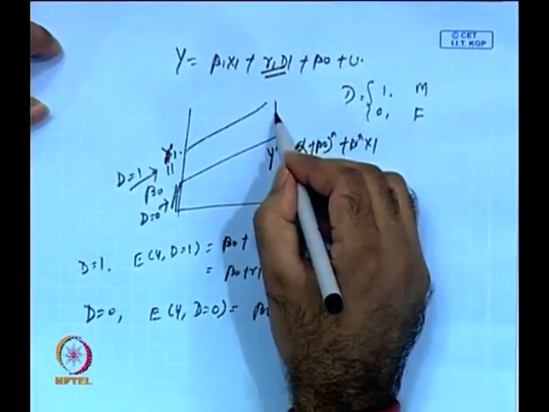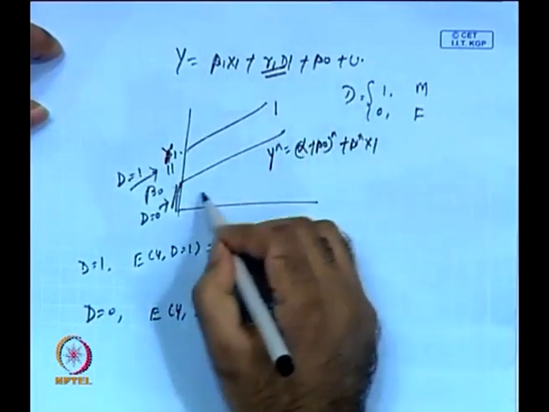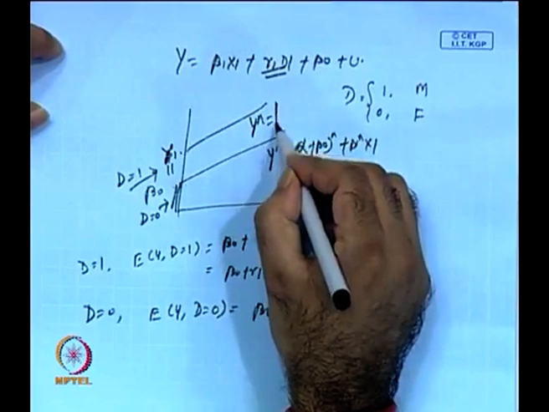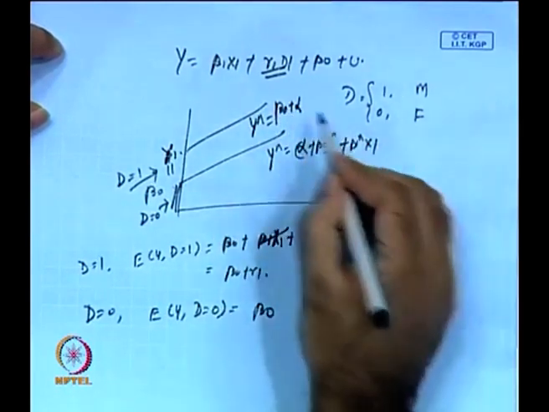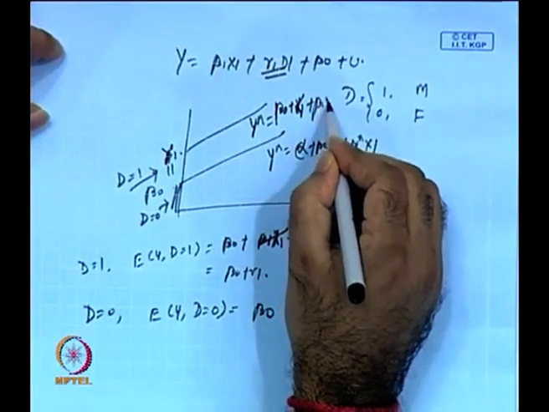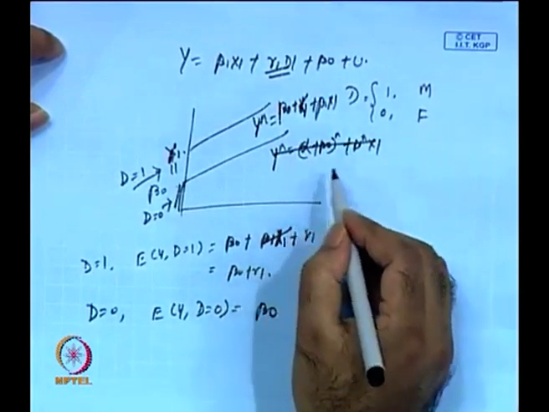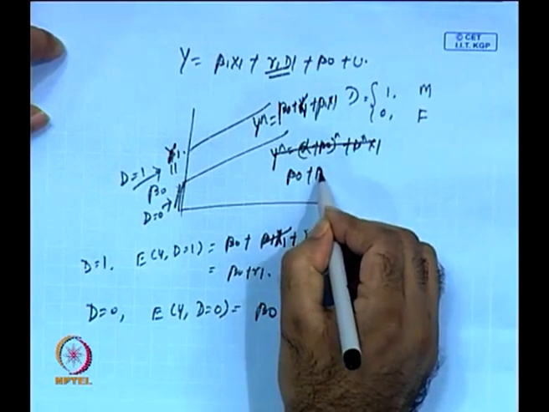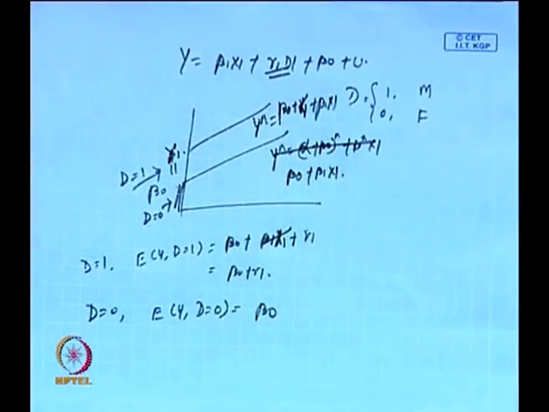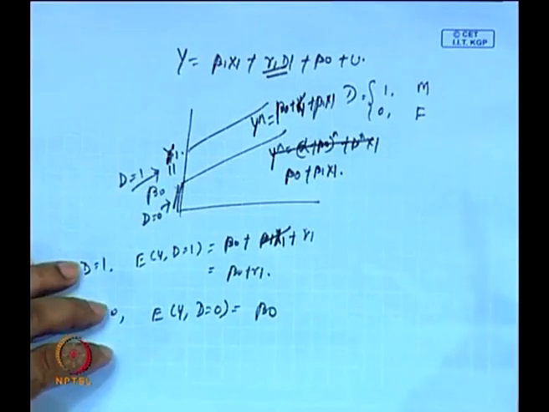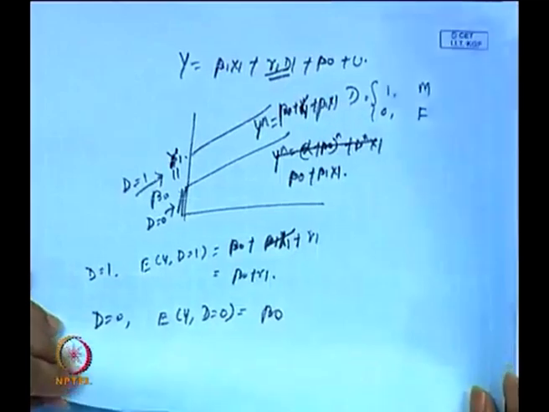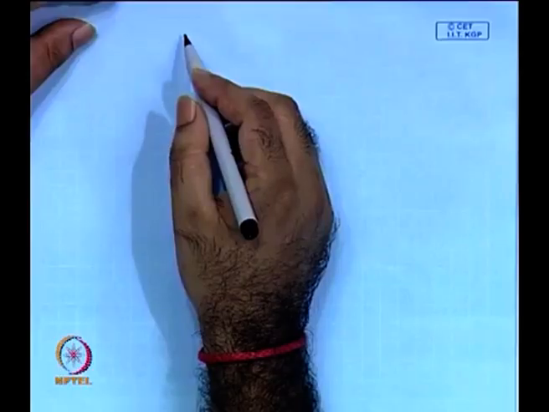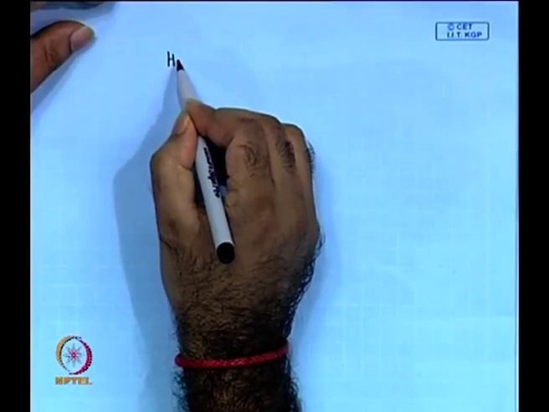In fact, this one will come like this: beta 0 plus gamma 1 plus beta 1 x 1, and the other would be simply beta 0 plus beta 1 x 1. So this is how the structure works. This is the simplest form of dummy independent variables. Let me highlight it in a broad way. In the last class we discussed a problem on household saving.